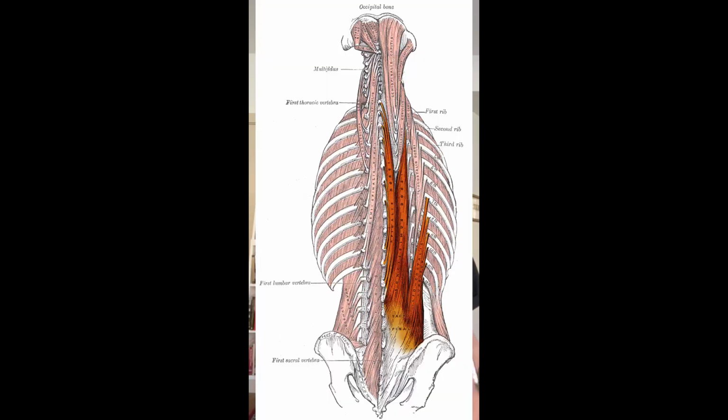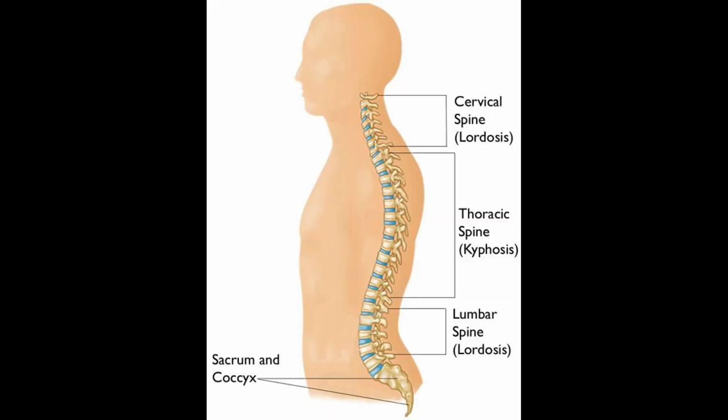Erector spinae, as the name suggests, works to keep the spine straight. These 3 parallel tracts of muscles are on either side of your spine, and they run right from your tailbone all the way up towards the back of your head. And when they're contracted, they can help maintain the natural curvatures of your spine.